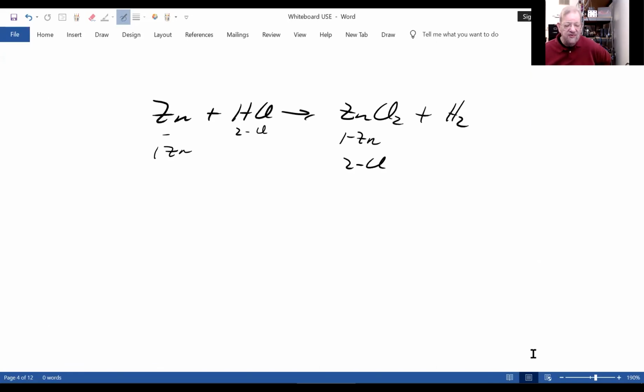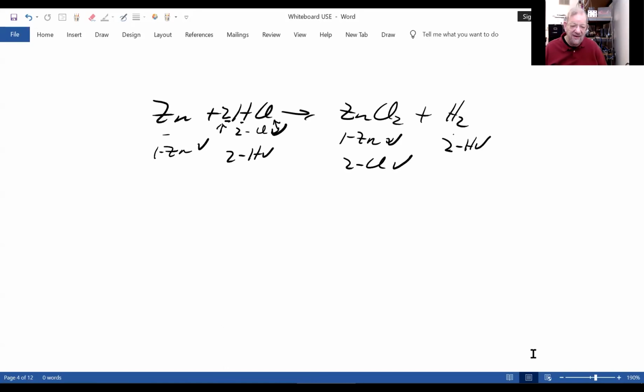So how do I get this to 2 chlorine? You don't put a number there, that's wrong, but you can change the coefficient, the number in front, so I'll put a 2. Well, now I have 2 chlorine. Now this side has 2 times 1, 2 hydrogen. Oh, look, 2 hydrogen. And now I think I'm done, but I'm going to check. I have 1 zinc, 1 zinc, 2 chlorine, 2 chlorine, 2 hydrogen, 2 hydrogen, and I'm done.